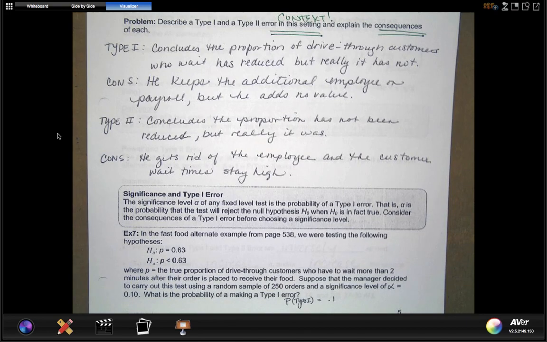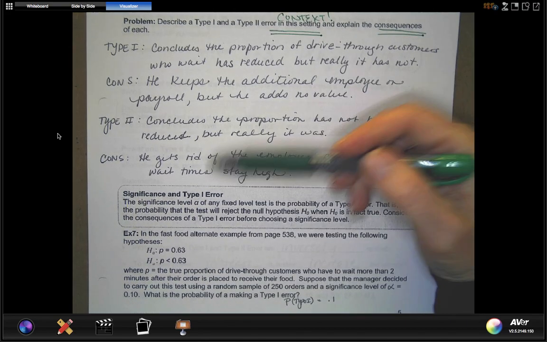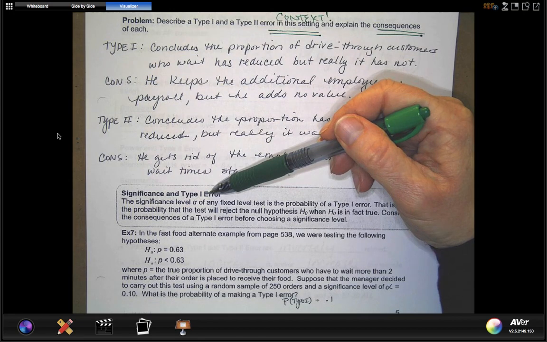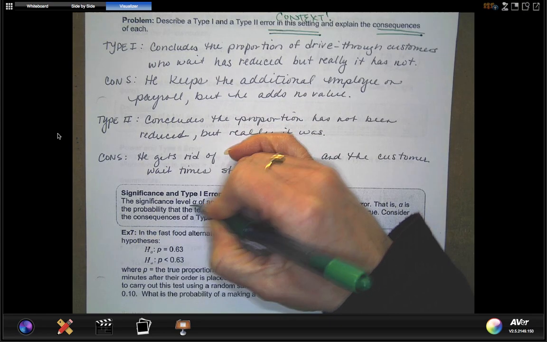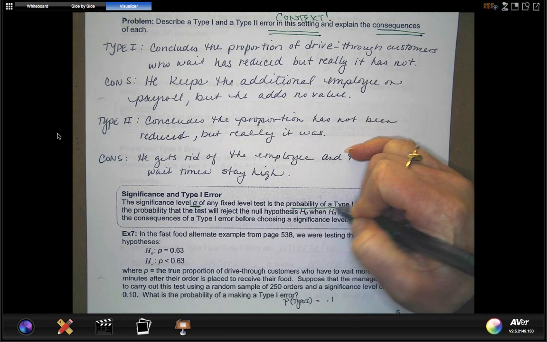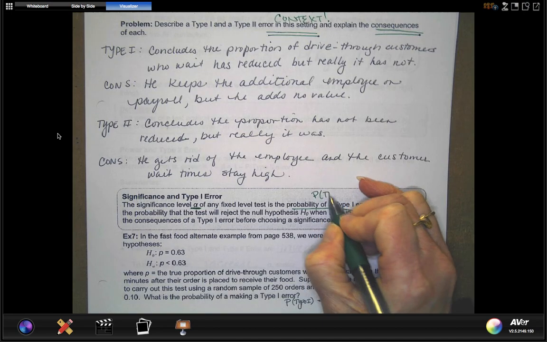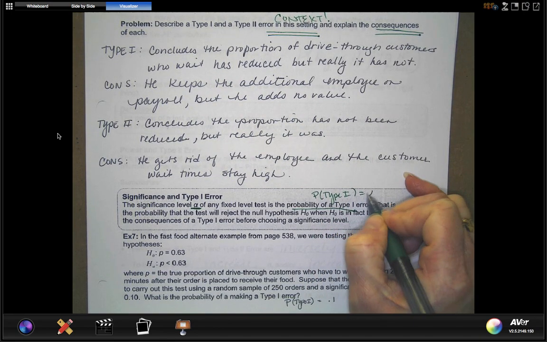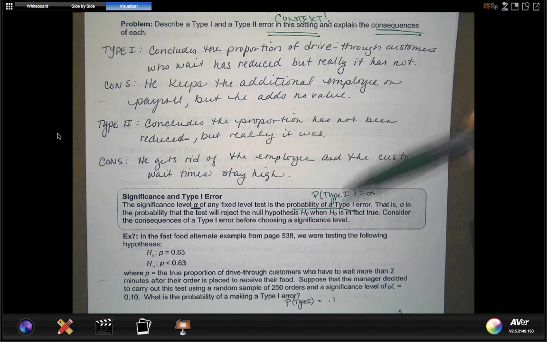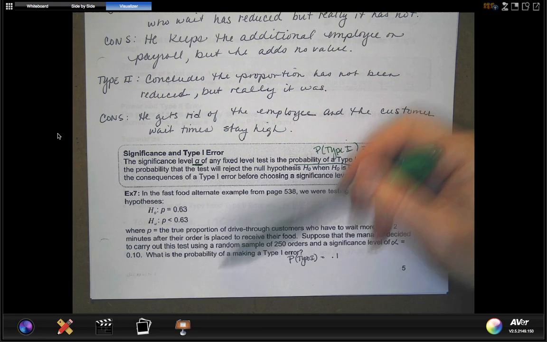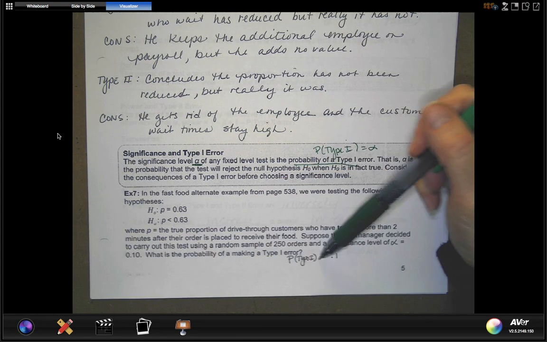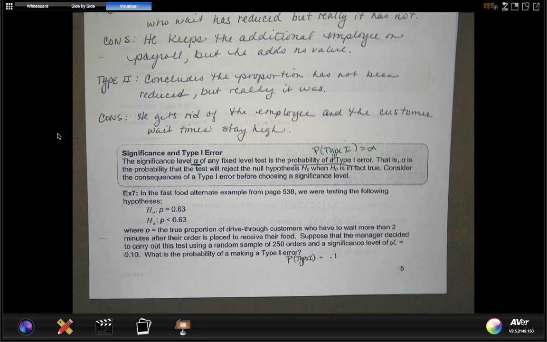This last stuff here is just some stuff I want you to realize. You're only making a type 1 error if you reject your null. You're only going to reject your null if your p-value is less than alpha. So therefore, that alpha, whatever that number is, is your probability of a type 1 error. Because again, you're only rejecting if you're less than alpha. So for the fast food problem, if you're using an alpha of 0.1, the probability of making that type 1 error is just the 0.1.